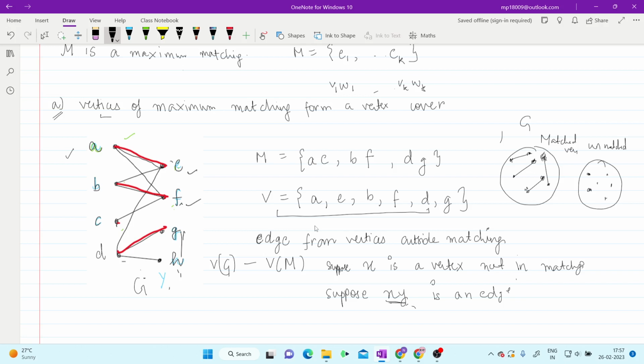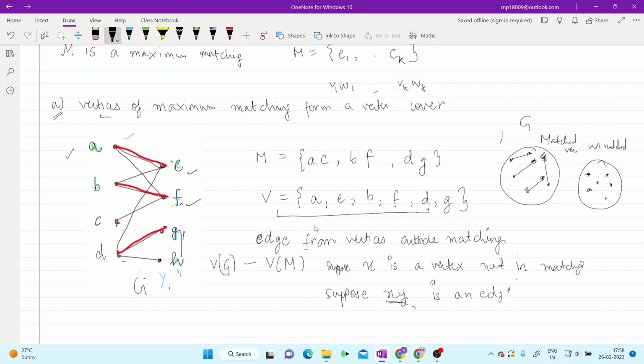if we pick any edge other than the matching edges, any edge from an unmatched vertex should go to a matched vertex. To show that this is a vertex cover, we have to show that every edge has at least one matched vertex. If we can show that every edge of G has at least one matched vertex, then we are done. Is it clear why we are done?